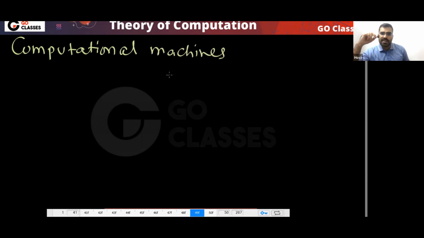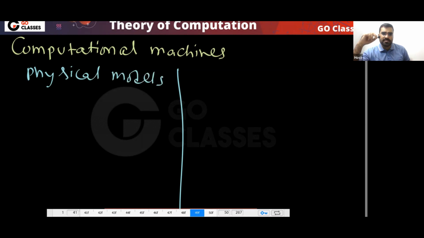Some computational machines I want to talk about. Let me tell you the physical machines, or I can say the physical medium or physical models. What are the physical models of computational devices? What are the actual physical models of computational devices?